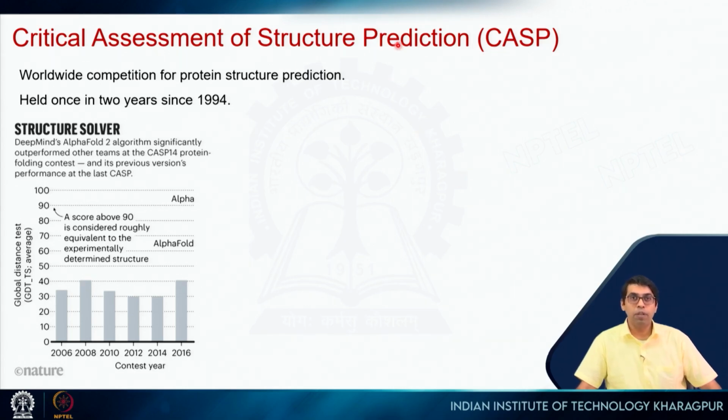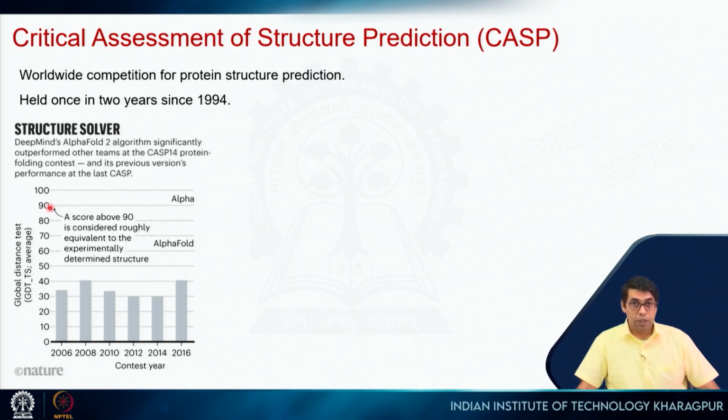There is this particular worldwide competition that happens every 2 years since 1994. It is called Critical Assessment of Structure Prediction. Here all these groups worldwide who are working on this problem have developed their algorithms. They are given sequences whose structures have been solved by different groups, but have not been released. They are asked to predict the structure, and then the predicted structures are compared with the experimental structure, and then some score is given.